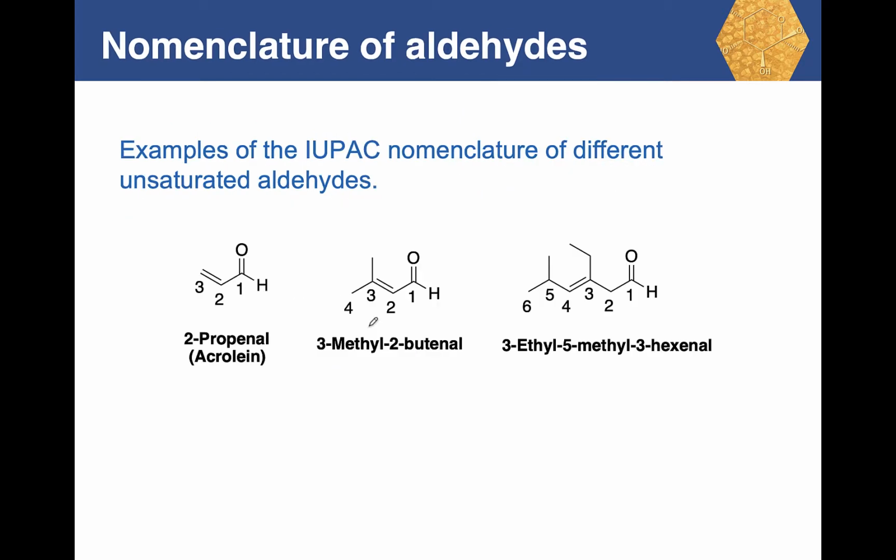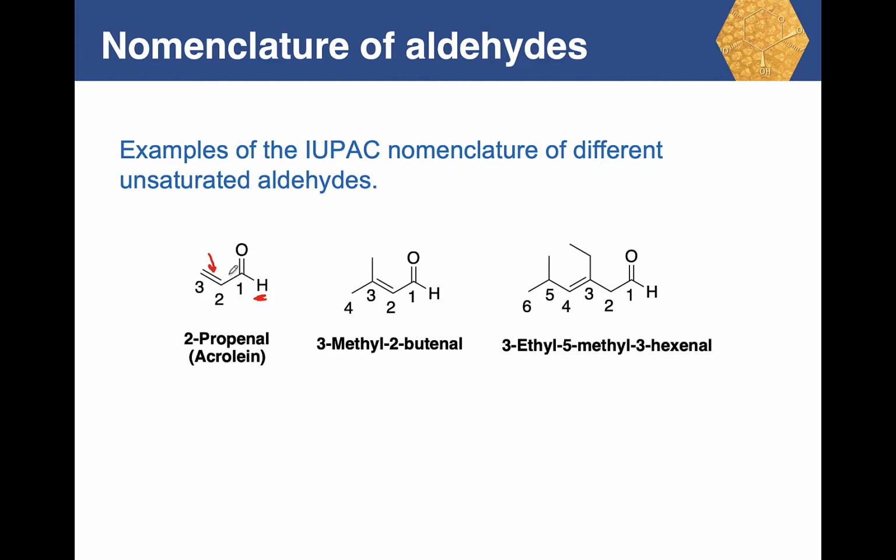So let's apply that over here. So here are some examples. So here is a molecule that has an aldehyde. We know it's an aldehyde because of that H. It also has a double bond, an alkene, so it's an unsaturated aldehyde. How do we name it?